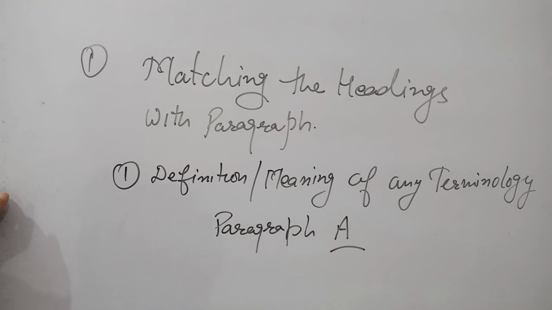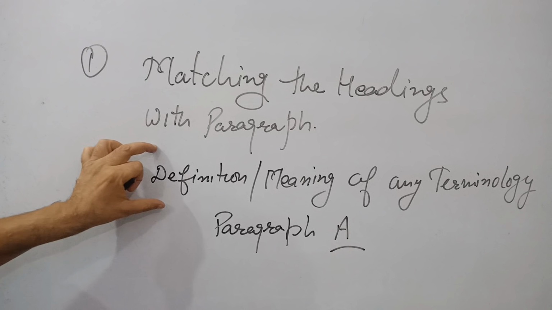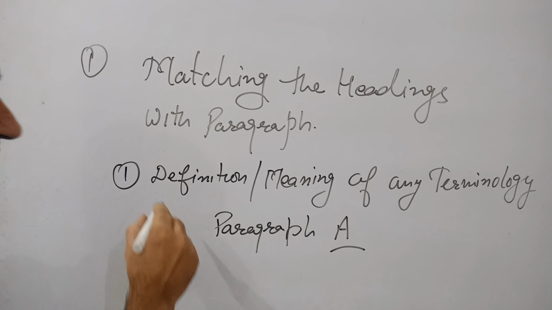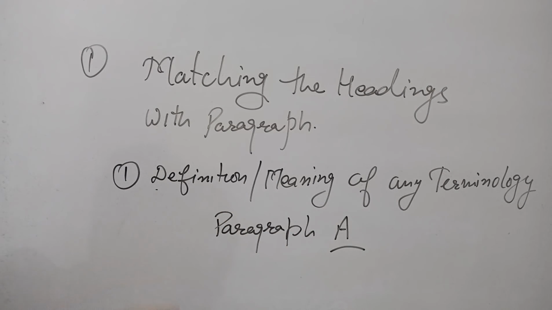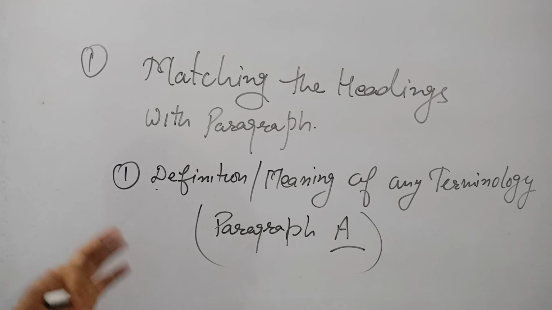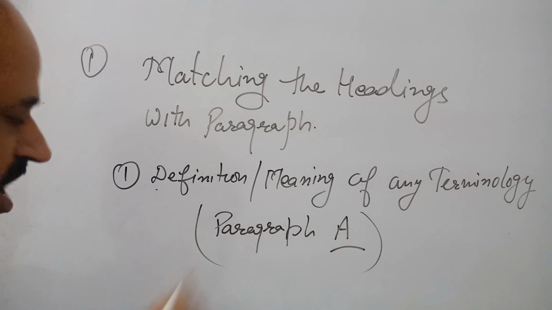Suppose you are doing an exercise of matching the headings and you are short of time. In the list of headings you find that there is a definition or meaning of any terminology. Means there is a term and its definition you have to match with a paragraph. So one thing is very clear here, that the definition or meaning of any terminology is always in paragraph A, paragraph number 1. So you need not make many efforts. You can directly match the definition heading with paragraph A.